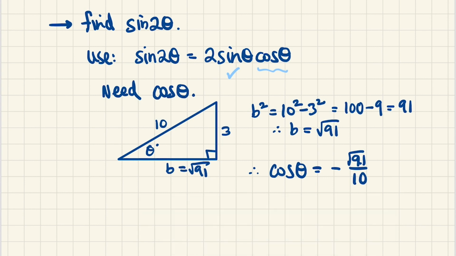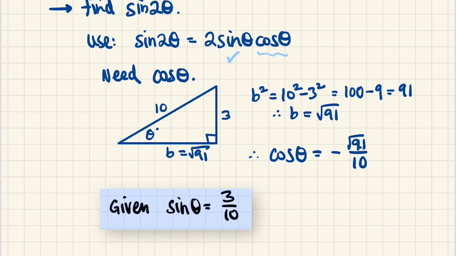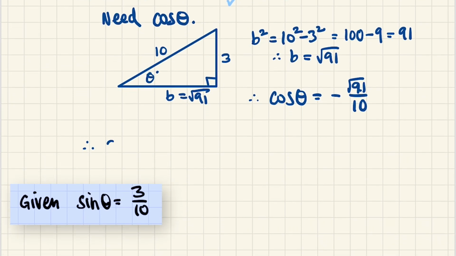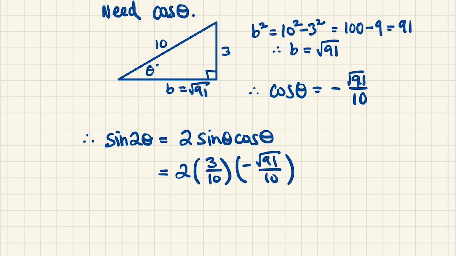So now we have sine of theta and we have cosine of theta. We can determine what sine of 2 theta is. Sine of theta was given as 3/10, and cosine of theta was calculated as negative root 91/10. We can cancel a little bit here. 2/10 leaves us with a denominator of 5. So our denominator here will be 5 times 10, which is 50, and then we'll get negative 3 root 91.